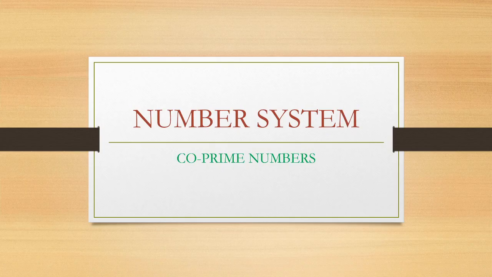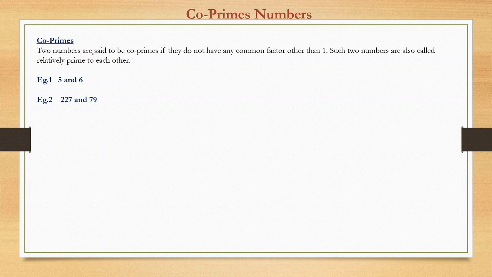So to start with, we'll first look into the definition of co-prime numbers. Any set of two or more numbers would be co-prime if the HCF of those numbers is 1. It means that those numbers do not have any common factor other than 1.